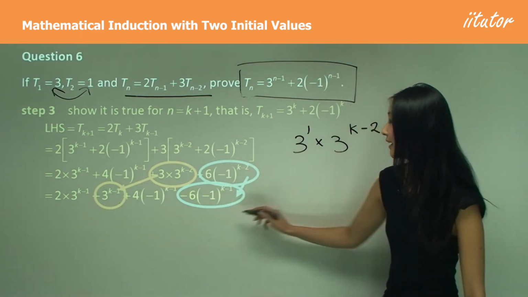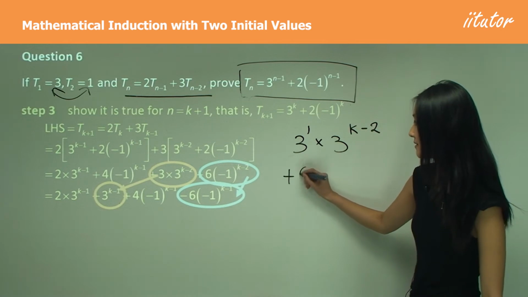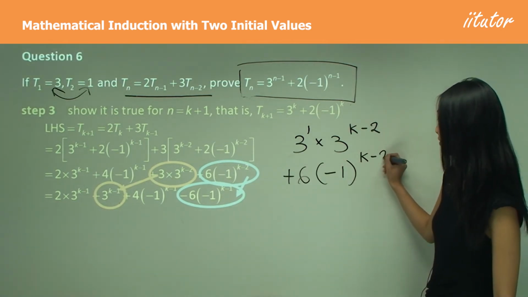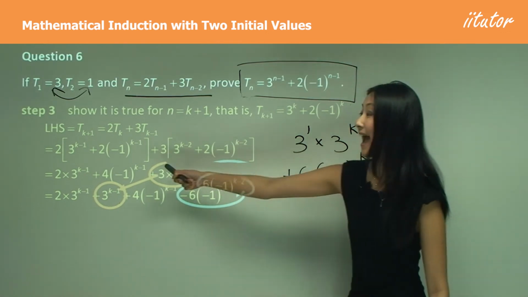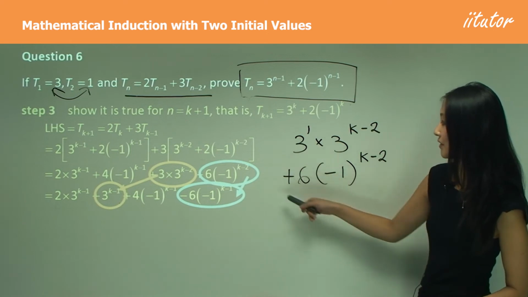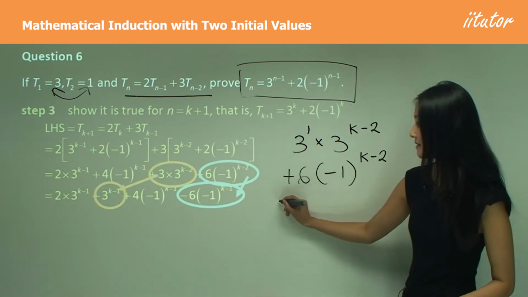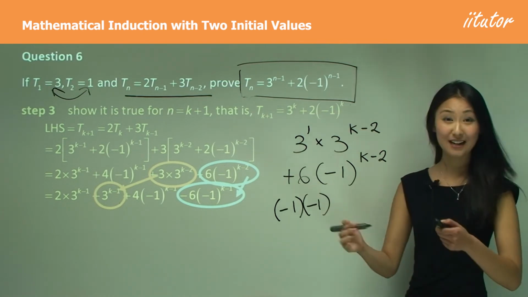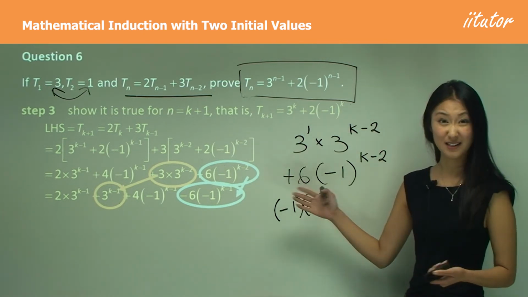Good. Now over here, I have plus 6 times negative 1 to the power of k minus 2. And I want to make that into negative 1 to the power of k minus 1. Now, how am I going to do that? Well, I want you to consider that plus as negative 1 times negative 1, because negative 1 times negative 1 will give us plus, won't it?